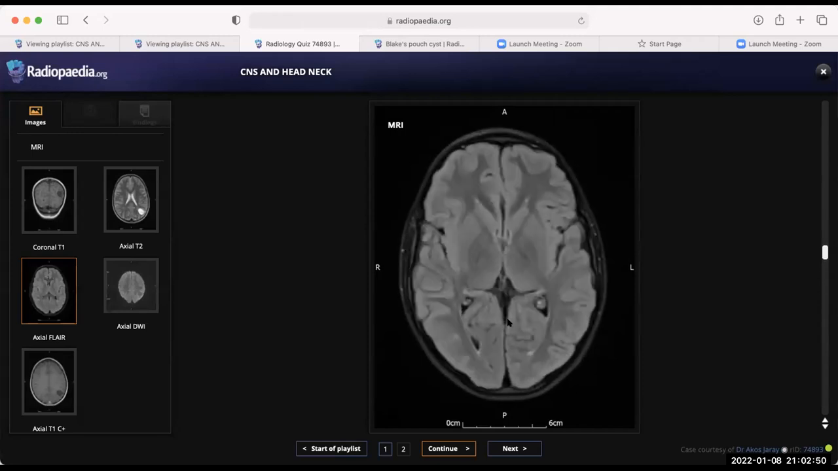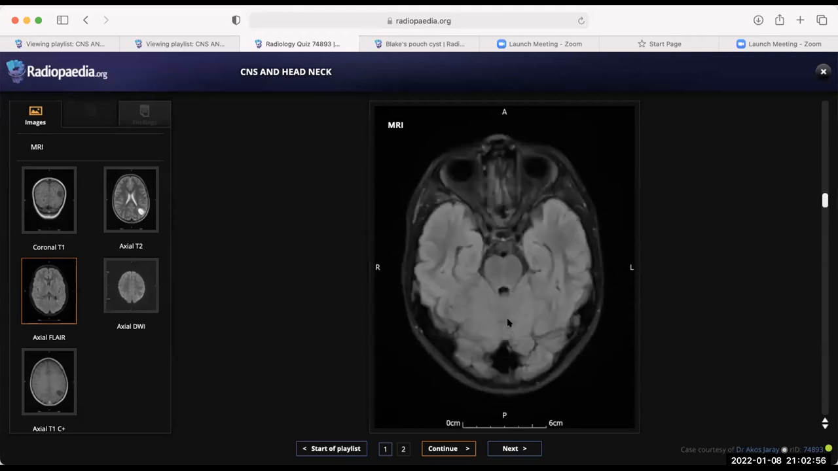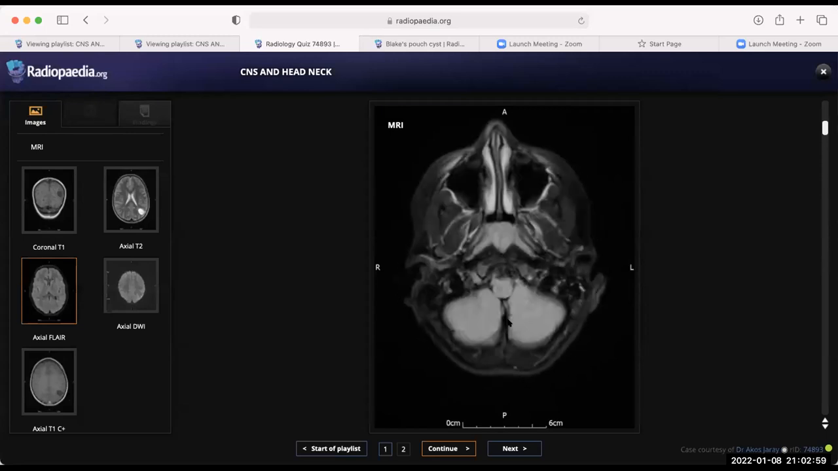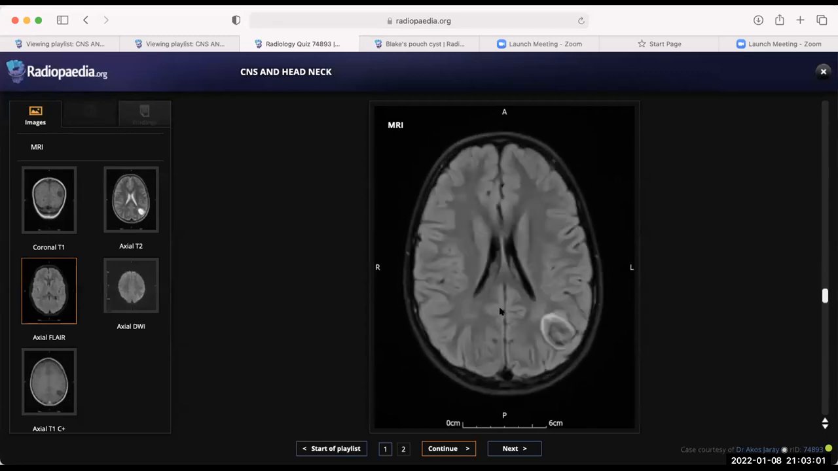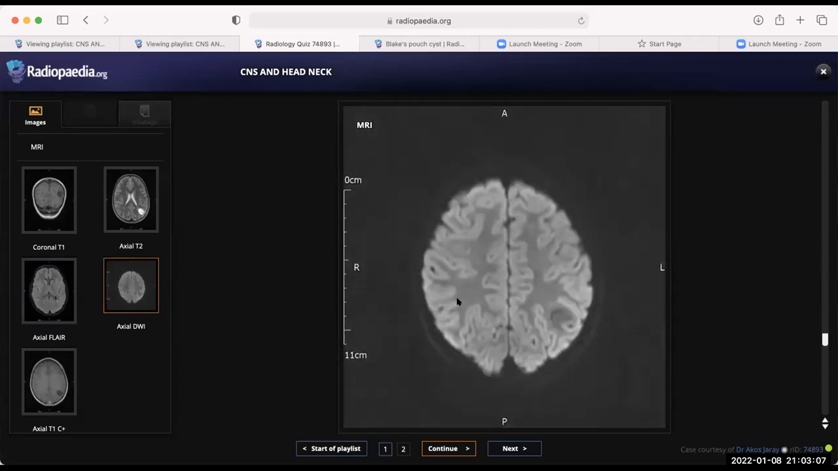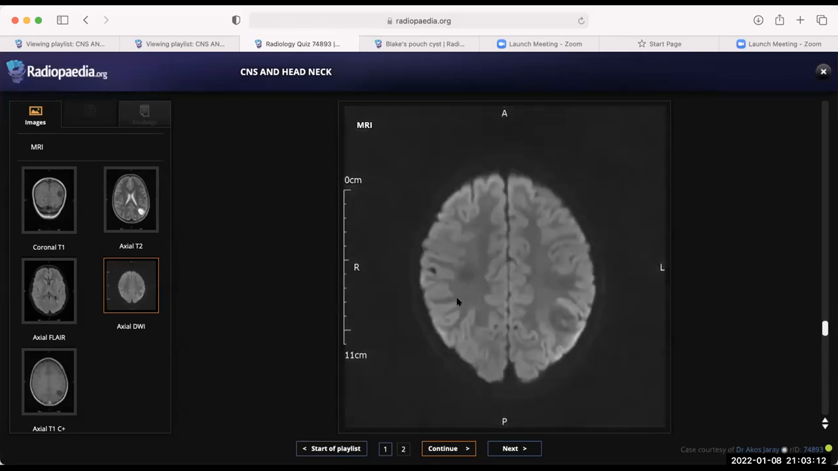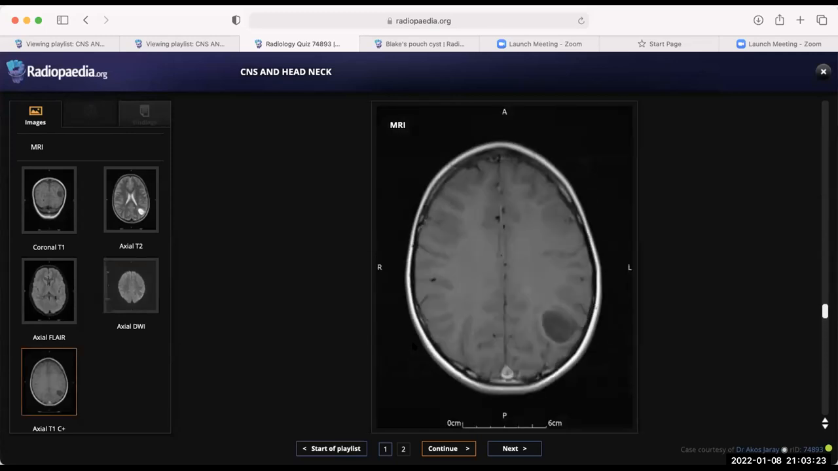No evidence of any hemorrhage. The ventricles look fine. Basal cisterns are okay. Okay, show me the contrast and DWI, please. So on DWI, it's not showing hyperintensity, no bright signal. And again, on post-contrast image, I'm looking for some enhancement. There is some minimal enhancement noted along its peripheral margin, its inferior aspect.